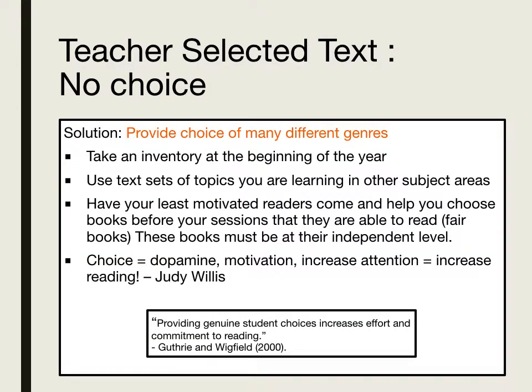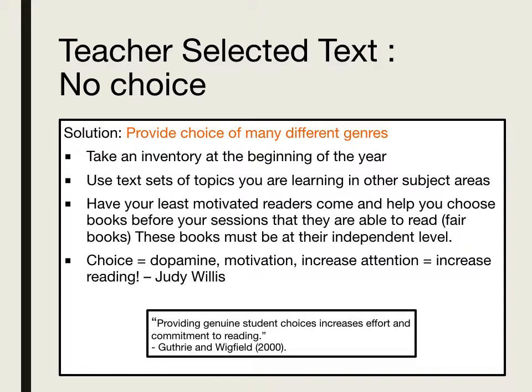The second problem with traditional guided reading is where the teacher selects the text, so there's no choice for our students. The solution is to provide choice of many different genres. You can do this by taking an inventory at the beginning of the year, although make sure that you've got books that your children are able to read at their level, and have your least motivated readers come and help you choose books before your sessions. This provides a lot of autonomy.